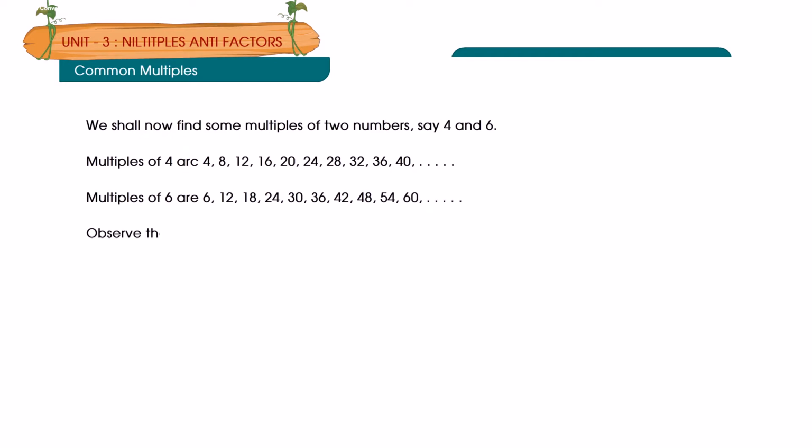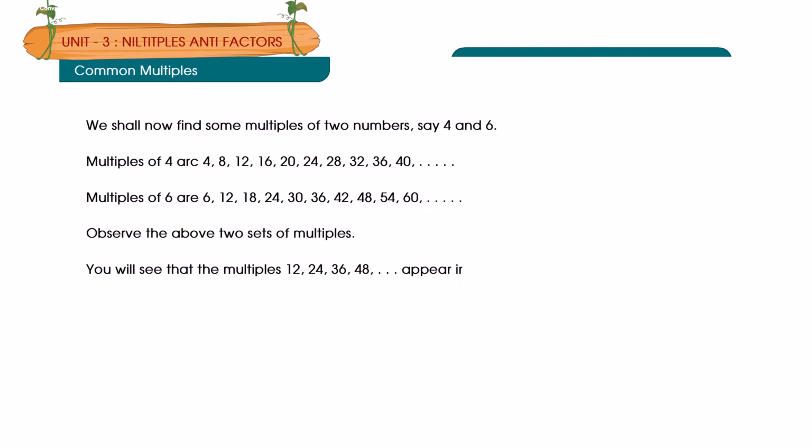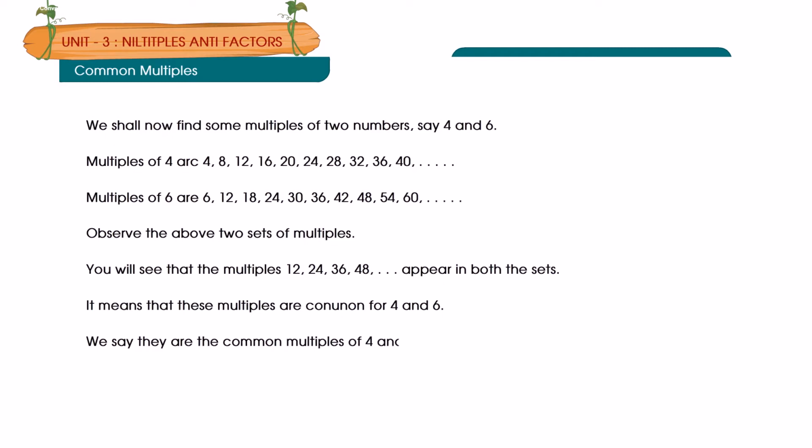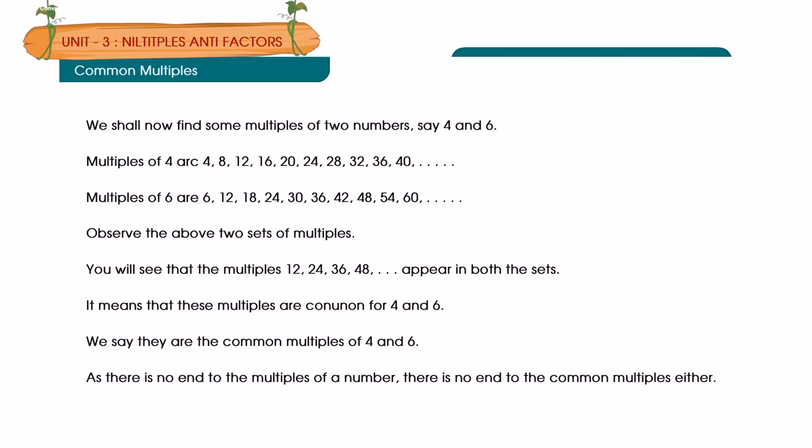Observe the above two sets of multiples. You will see that the multiples 12, 24, 36, 48, and so on appear in both the sets. It means that these multiples are common for 4 and 6. We say they are the common multiples of 4 and 6. As there is no end to the multiples of a number, there is no end to the common multiples either.